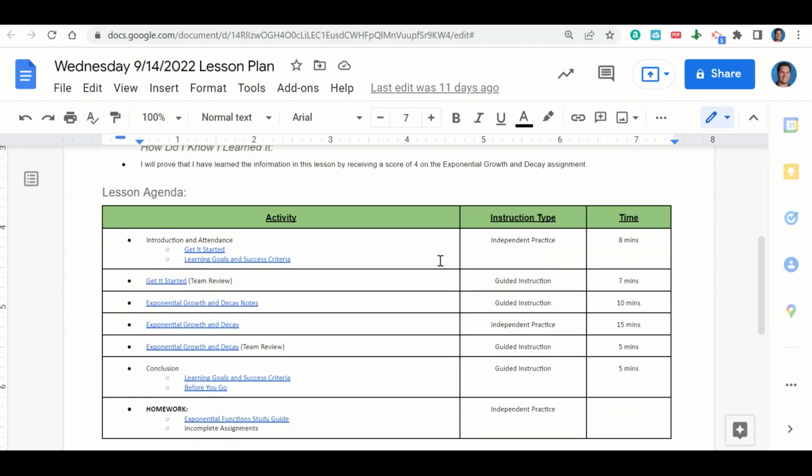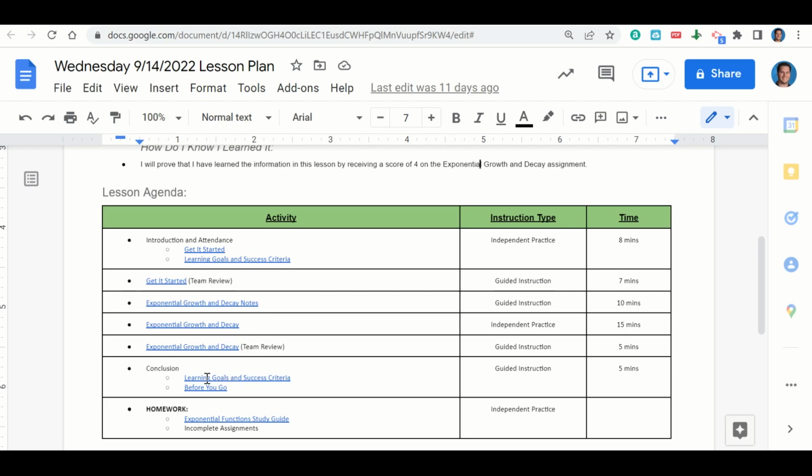Now let's take a look at our agenda. We'll begin our lesson by going over the learning goals and success criteria. While we do that, you'll fill out your Get It Started. Once you're done with your Get It Started, we'll go over it together and answer any questions you may have. Then we'll get into the exponential growth and decay notes. After that, you'll be given time to complete your exponential growth and decay assignment.